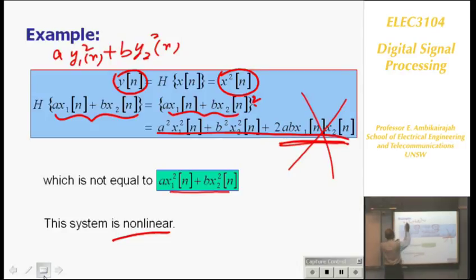Sorry, this is not what we're doing. This is x1. Sorry about it. x1 and x. Can you see it?